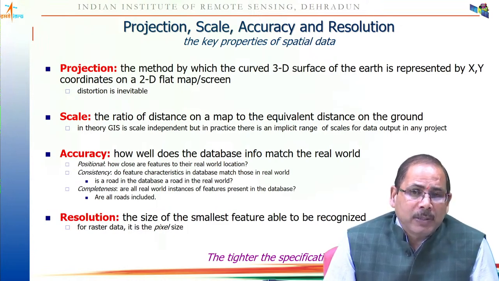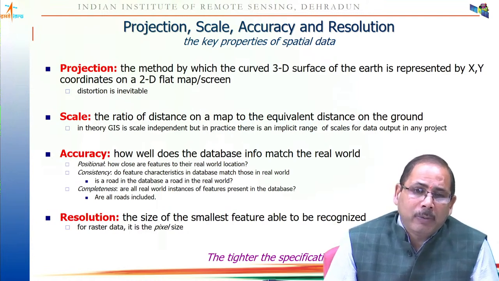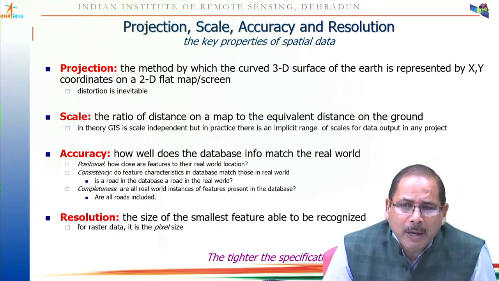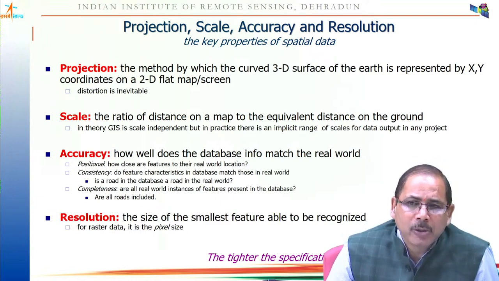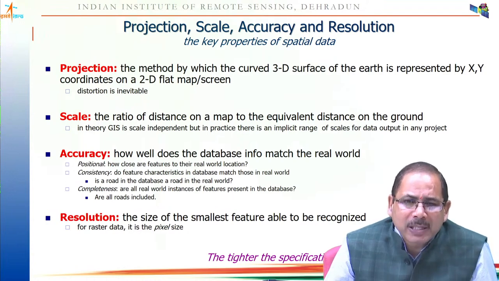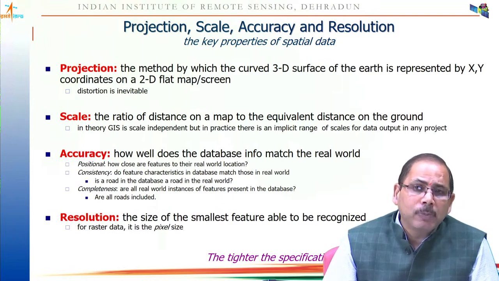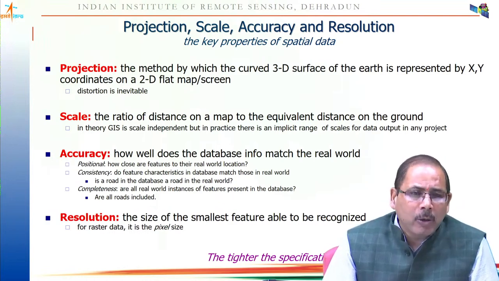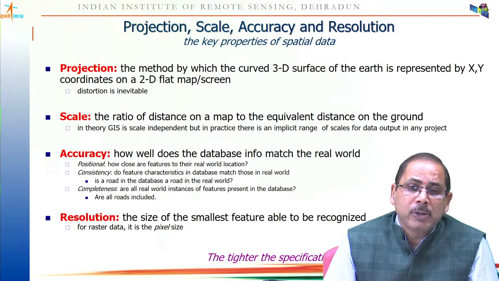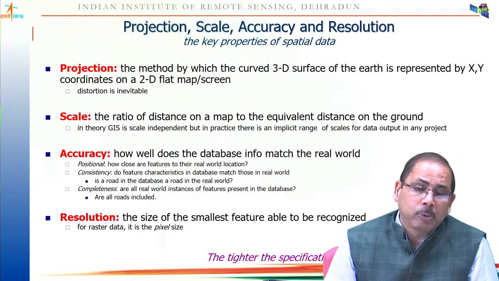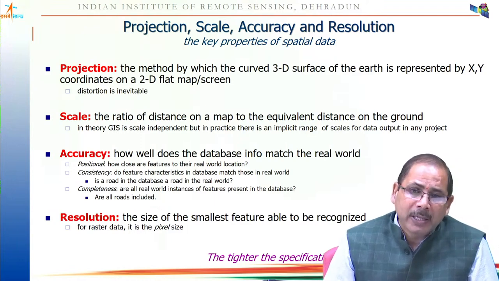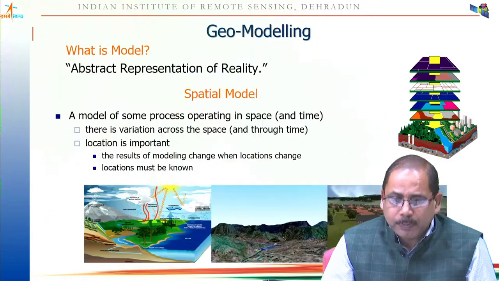Another thing is the resolution, the size of the smallest features able to be recognized by the system. You know that we use the term resolution on our mobile itself. What is the resolution of my camera? So basically, how precisely, how small a feature can it capture? This is its capability. But in the geospatial domain, it's not only the spatial resolution. Here we talk about spatial resolution, radiometric resolution, temporal resolution and spectral resolution. These four resolutions are important for us while creating geographical data or geodata.